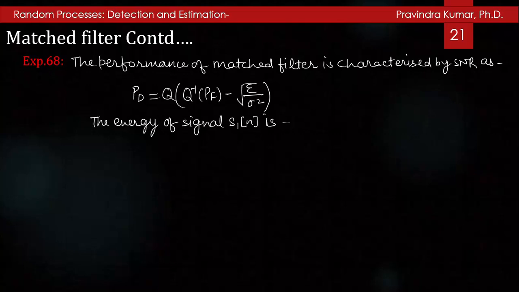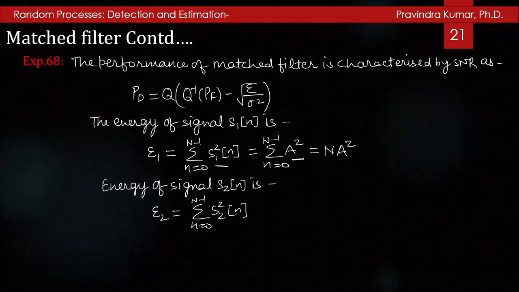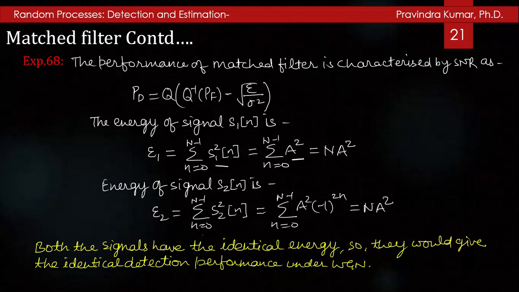So now we will find the energy of the signal S1. The energy of the signal S1, epsilon 1, is equal to the summation from n equals 0 to N minus 1 of S1 squared, which is the summation of A square, equal to N A square. The energy of the signal S2[n], epsilon 2, is equal to the summation from n equals 0 to N minus 1 of S2[n] squared, which is the summation of A square times minus 1 to the power 2n, and it will be N A square. So here you can see both signals have identical energy. They would give identical detection performance under white Gaussian noise.